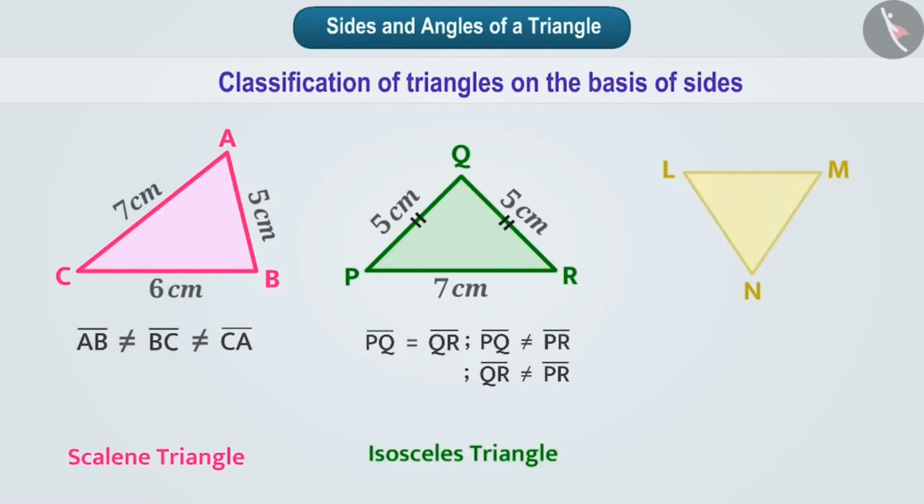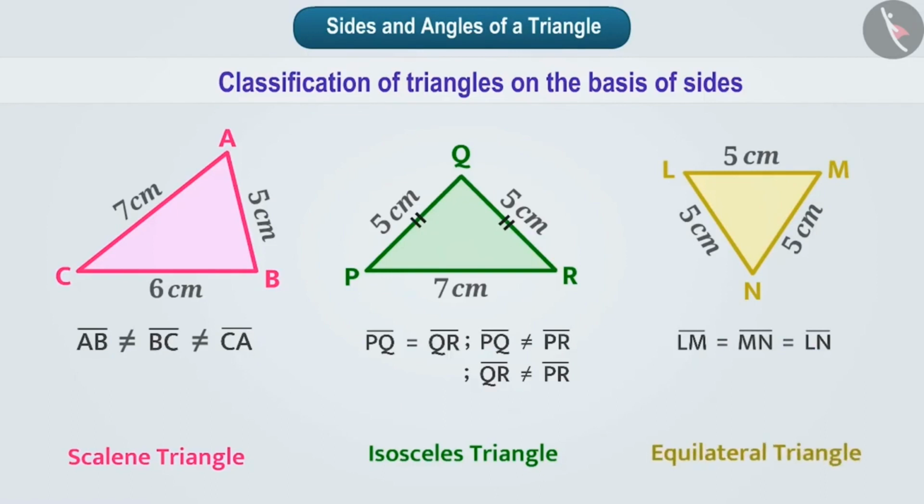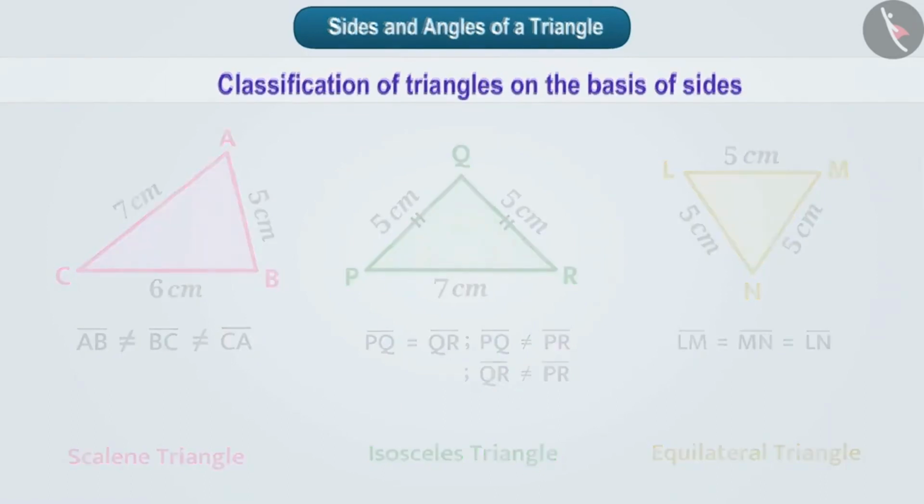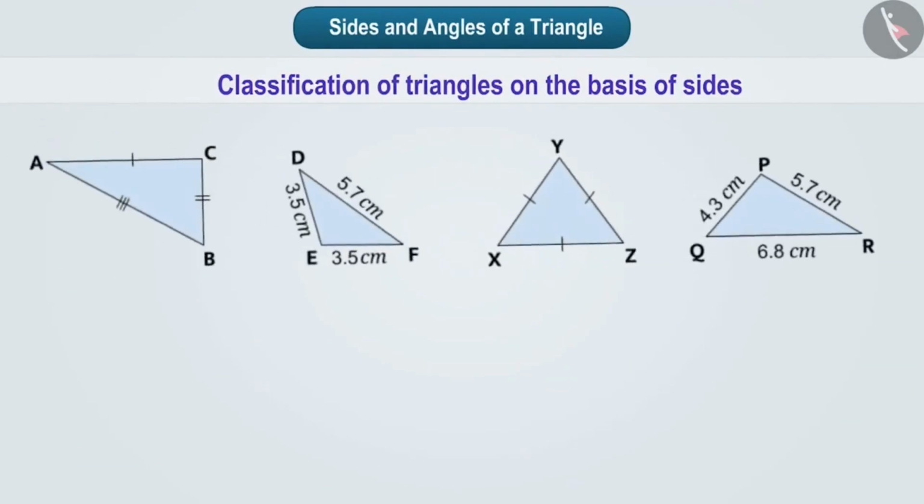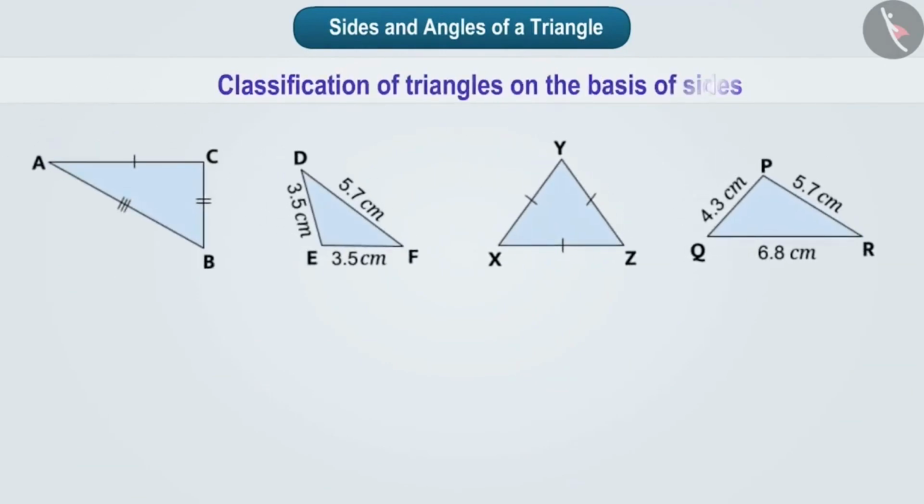Now, if we talk about triangle LMN, then it has LM equal to MN equal to LN equal to 5 cm. That is, all three sides are equal. A triangle whose three sides are equal is called an equilateral triangle. Now, will you be able to classify the given triangles on the basis of their sides? Try it.